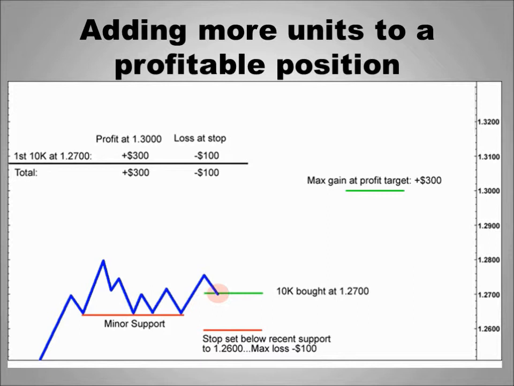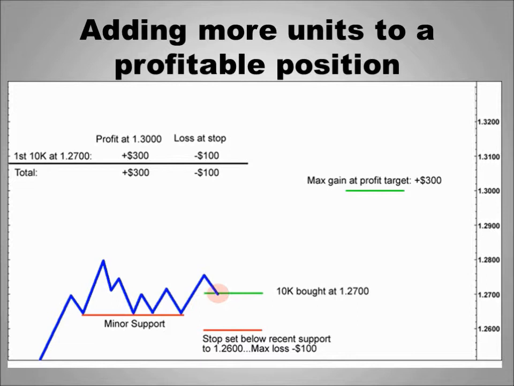So let's do some math here. So we buy our first 100,000 at the 1.27 level, and we close the position at 1.3. That gives us a possible profit of $300. Also, we set our stop loss at 1.26, so we are risking $100.